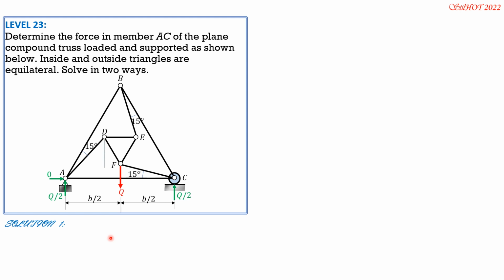So let's begin at D. This angle is 45. The angle that FAD makes with the vertical also is 45 degrees.